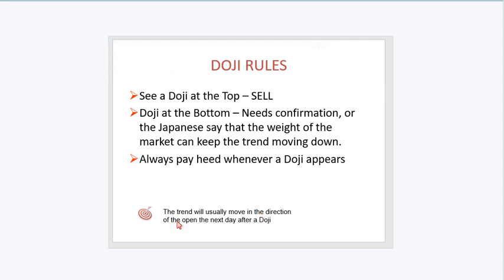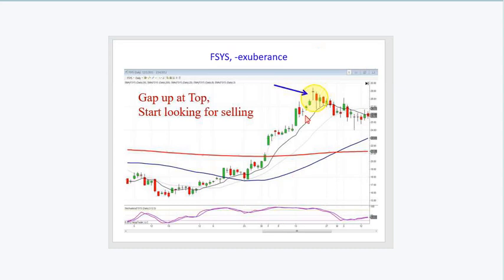But here's the big one that we make tons of money from. The trend will usually move in the direction of how they open it after a doji. And it becomes more relevant when you see it occur in an extended area, like the overbought or oversold area. So anytime I see an uptrend, then I see them start gapping it up.